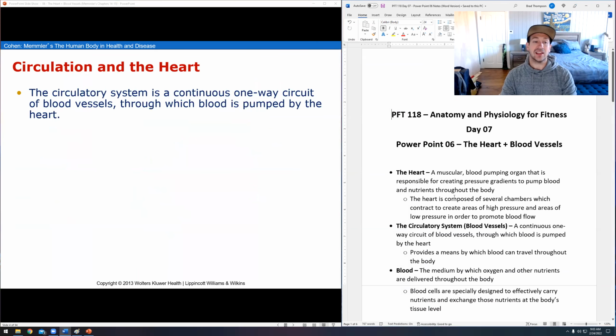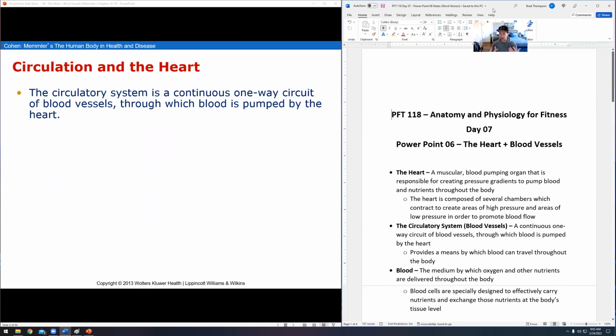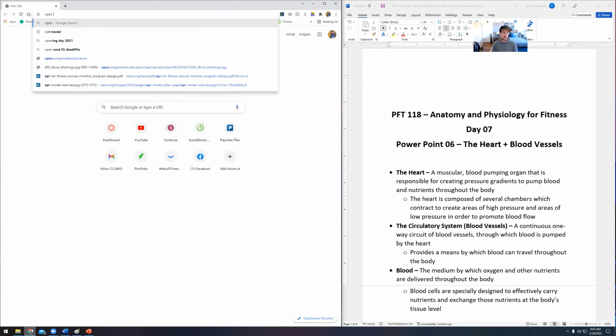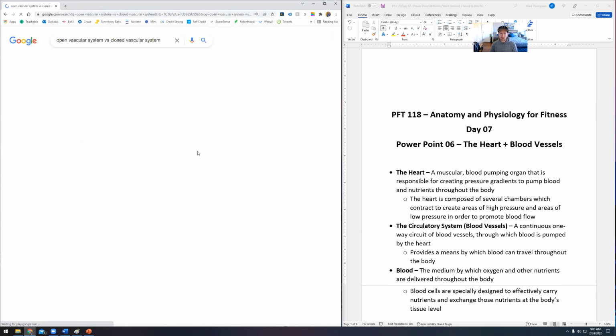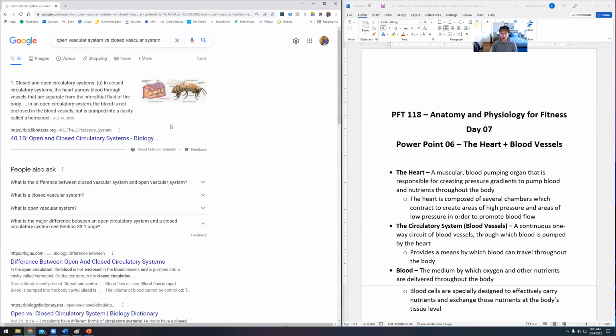So looking at the circulatory system, it is a continuous one-way circuit. That's very helpful in creating these areas of high pressure and areas of low pressure. The fact that it is a closed circuit is a big advantage for us biologically. Now, not every animal out there has what's called a closed vascular system, right?